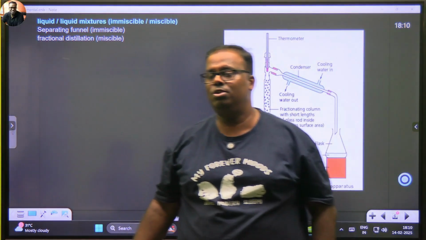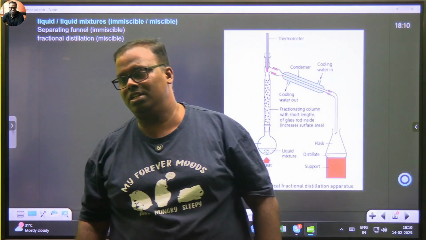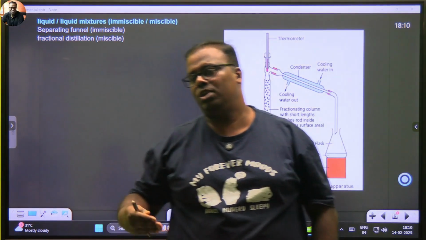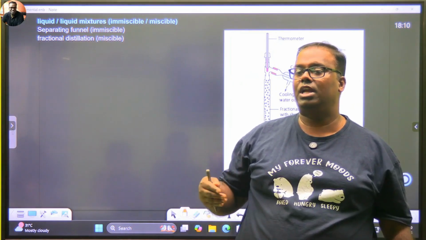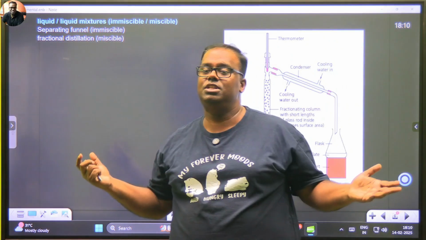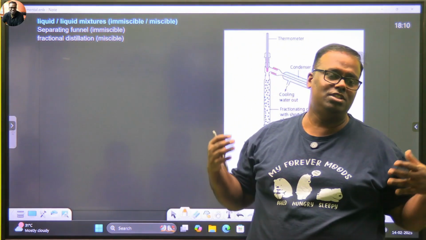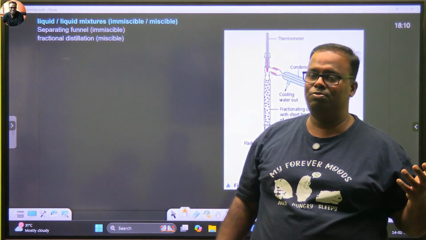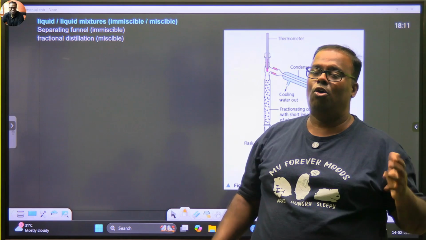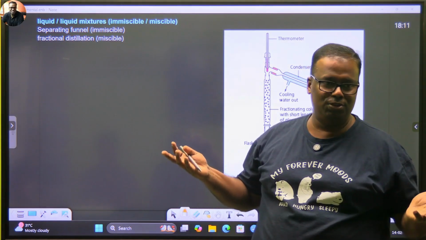Air separation: when you separate air by fractional distillation, what are you going to get? Nitrogen, oxygen, and argon. Nitrogen is present in abundance. That's why nitrogen is the cheapest gas when air column fractionation happens, because all the raw material is air, which God has given you free of cost.